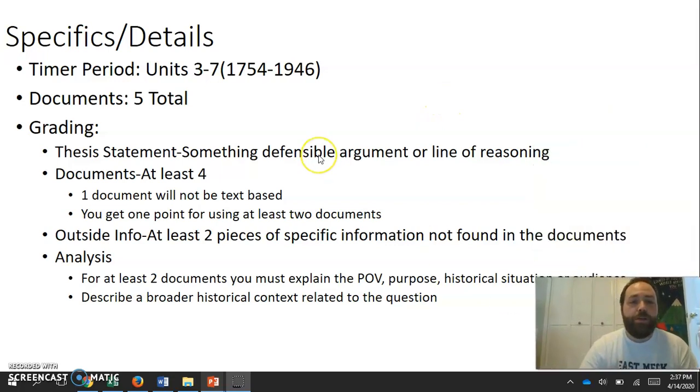Cool. So like I said before, the DBQ units 3 through 7 cover 1754, which we'll start with right now, through 1946, basically the end of the war. There'll be a total of 5 documents, still graded out of 7 points. And I think we'll talk more about what I expect you need to score in order to get a passing grade and up that scale, probably. All right, so let's get going.